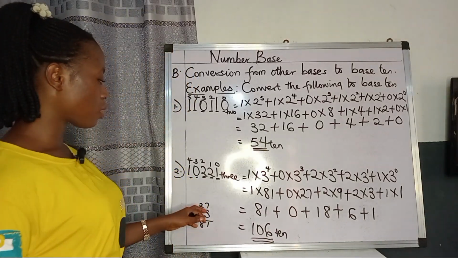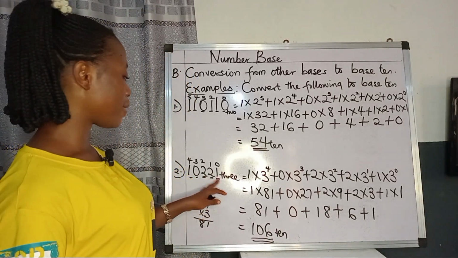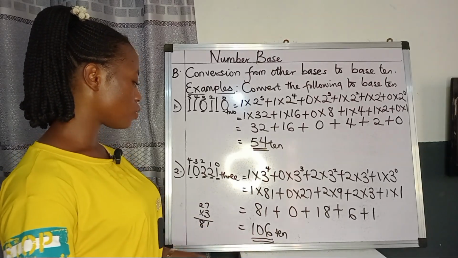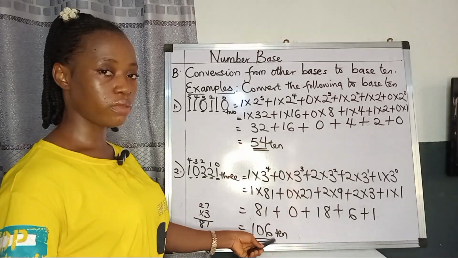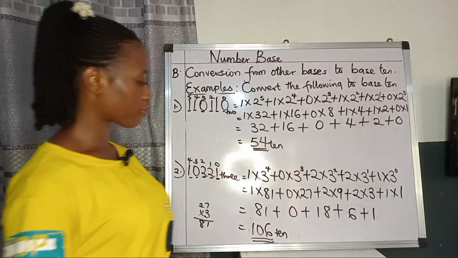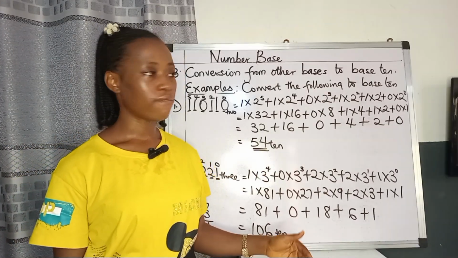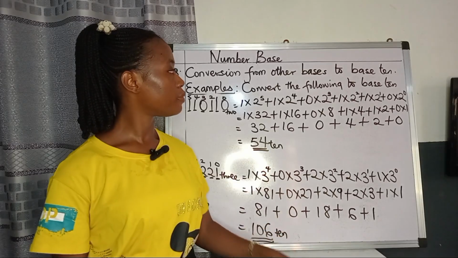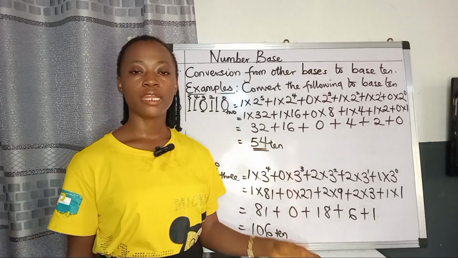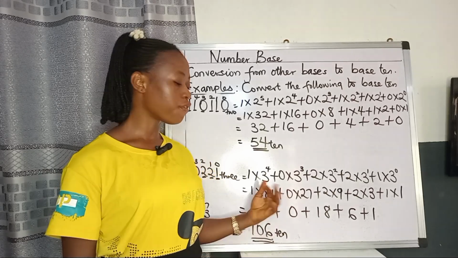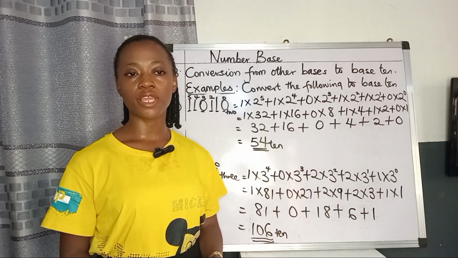So we have ended up converting from this number in base 3 to a number in base 10, and we got 106 in base 10. Alright guys, thank you for watching. So we have learned how to convert from other bases to base 10. In our next lesson, we are going to learn how we can convert from base 10 back to other bases.